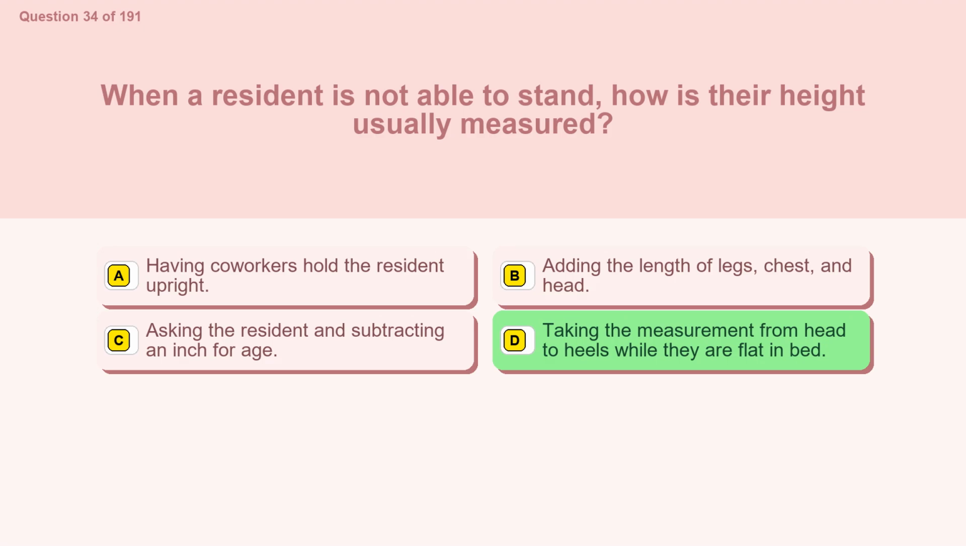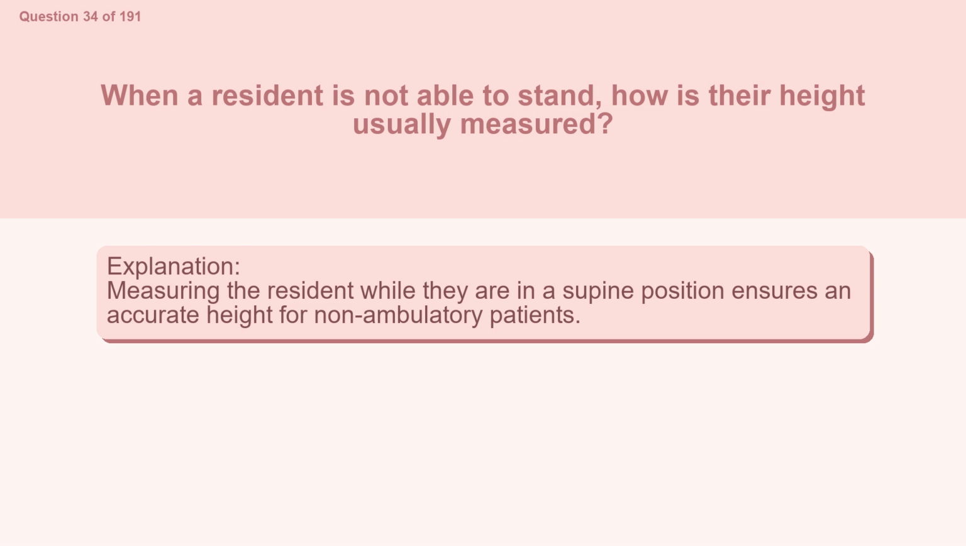The correct answer is option D. Taking the measurement from head to heels while they are flat in bed. Measuring the resident while they are in a supine position ensures an accurate height for non-ambulatory patients.